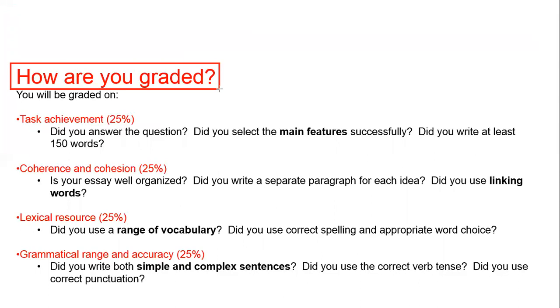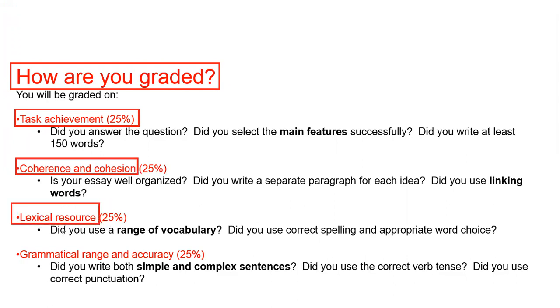There are 4 areas, clear. How many areas? 4 areas. Number 1, you will be given a score on the basis of task achievement. Number 2, you will be given a score on the basis of cohesion and coherence. The third one is lexical resource. And the fourth one is grammatical range and accuracy. So these are the 4 areas.